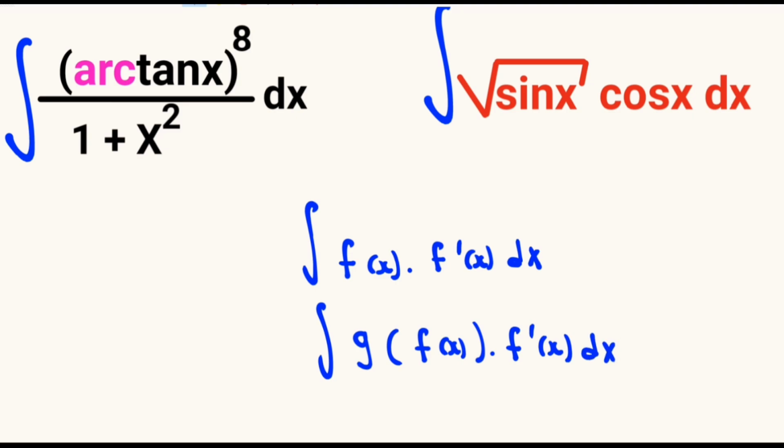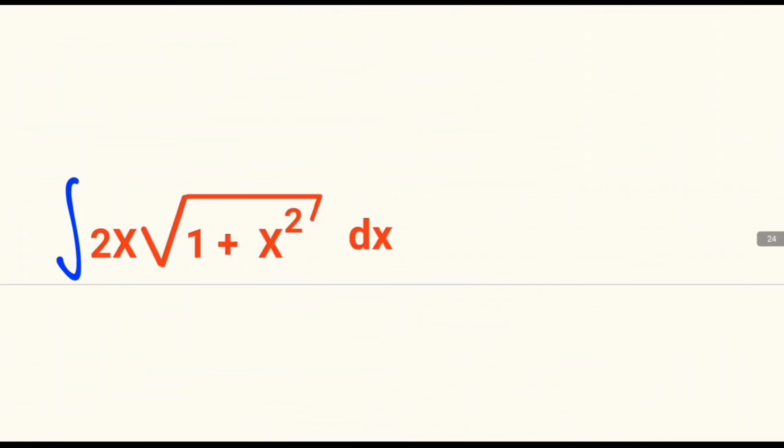dx. In our case, this square root will be the g, and the sin x will be the f of x, and the cos of x will be equal to the f prime of x. So the derivative of this sin x is equal to that cos x. So in these instances, we can use the U sub method. For our first question, we have to integrate 2x multiplied by the square root of 1 plus x squared dx.